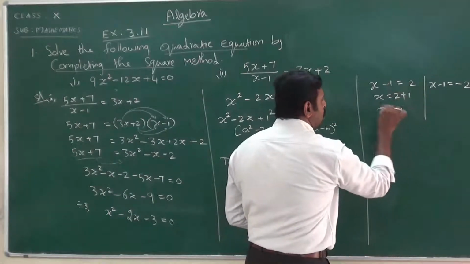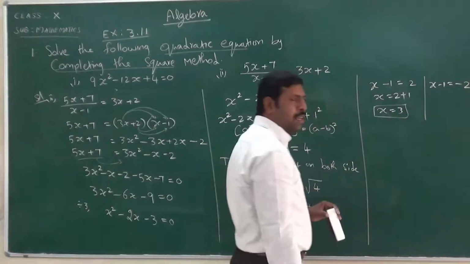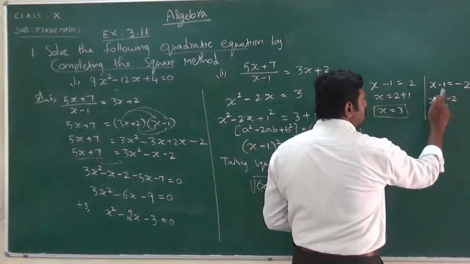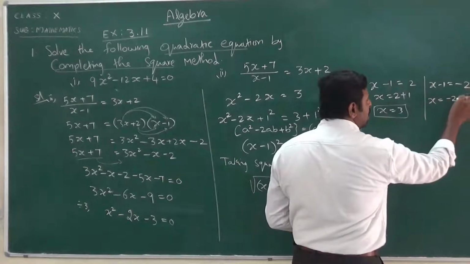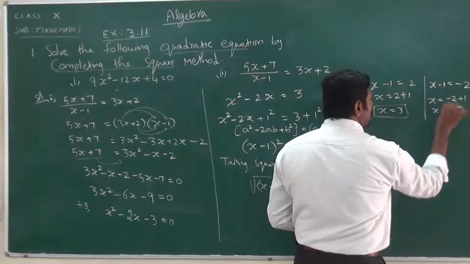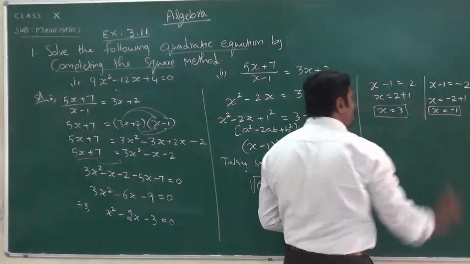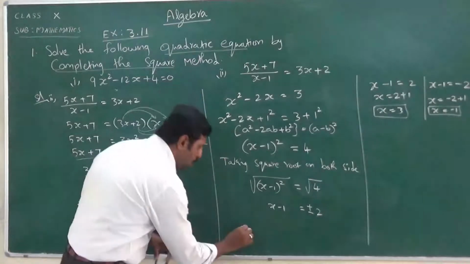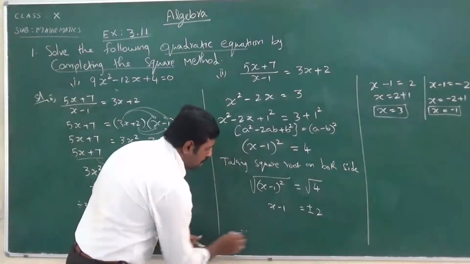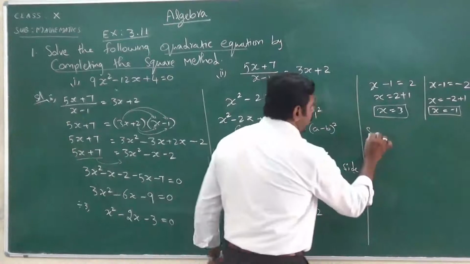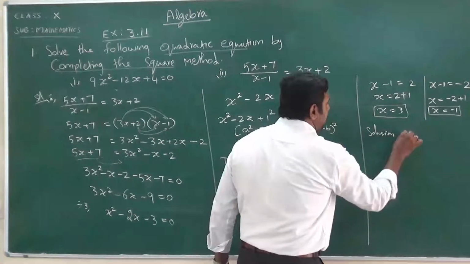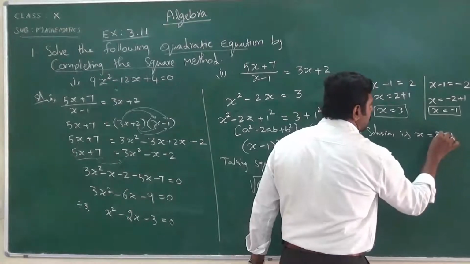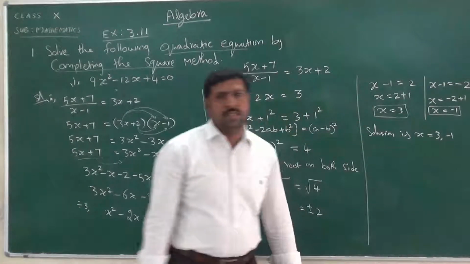So x is equal to 3 is one of the terms. And here we have x minus 1 is equal to minus 2. If I take this minus 1 to the other side, we get plus 1. So x is equal to minus 1. So the value of x is equal to 3 and x is equal to minus 1. Therefore, the solution is x is equal to 3 comma minus 1 is the answer.